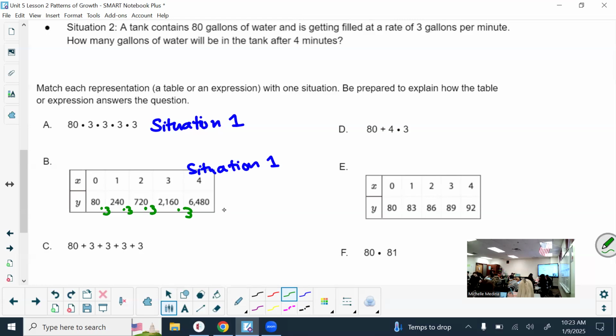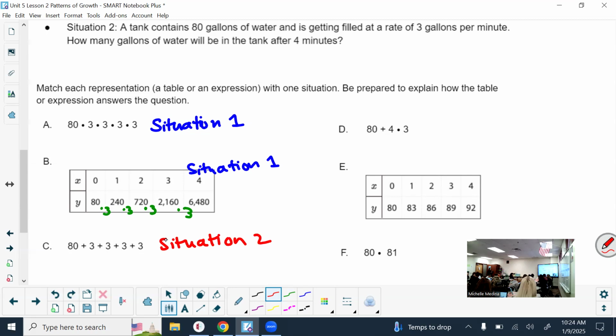All right, now C, that says 80 plus 3 plus 3 plus 3 plus 3. Does that best go with situation 1 or 2? Show me with your fingers. All right, situation 2 is correct. That one looks similar to A, but we already said A goes with situation 1, so we know by elimination. But also in situation 2, it said that it's filling at a rate of 3 gallons per minute. So we're hearing per, like that usually implies multiplying by 3 for every additional minute.